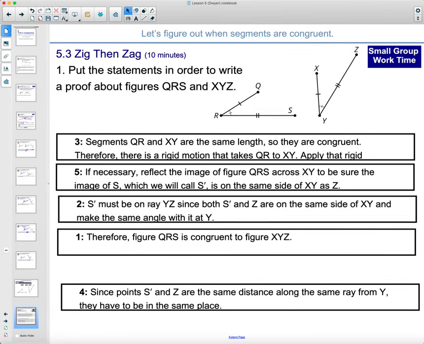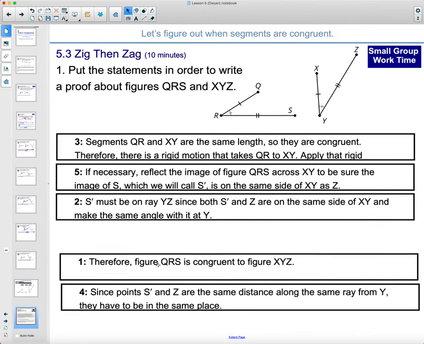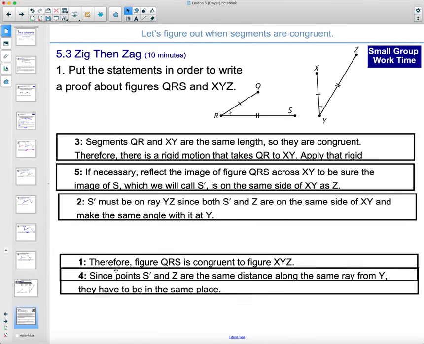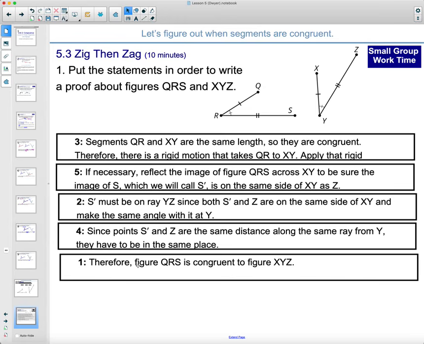Then, once S is on the same side, S has to be somewhere along YZ because angle Y and angle R are congruent. Okay, so they're on the same angle. Then S and Z are the same distance away along that angle. So S has to land on Z. Therefore, figure QRS is congruent to XYZ.